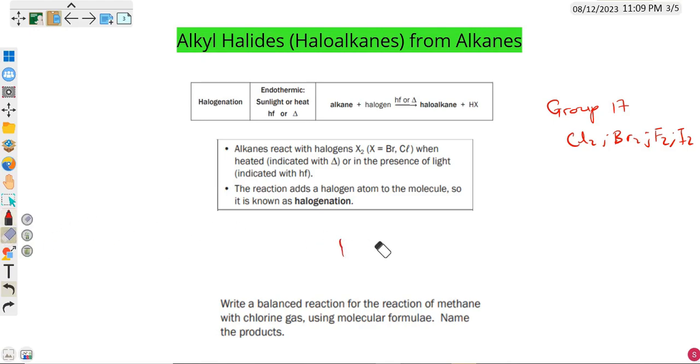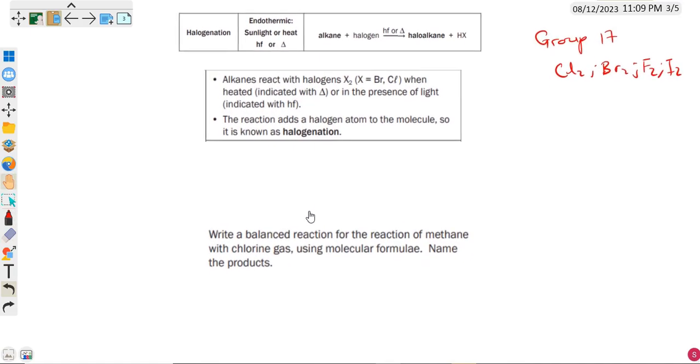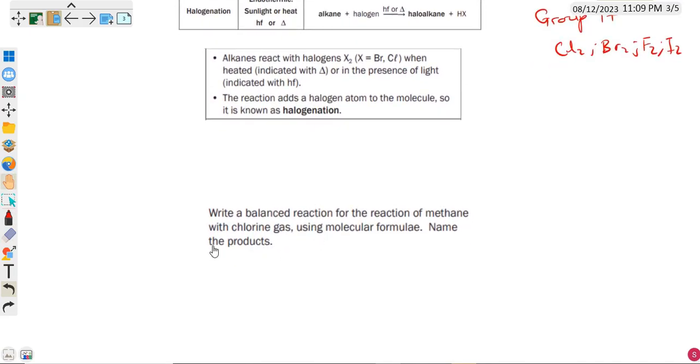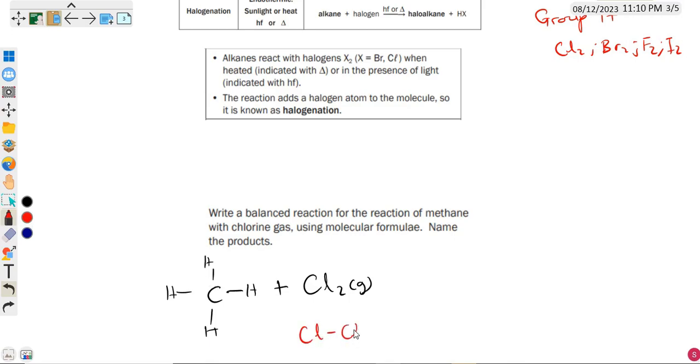So let's look at the first one. The first problem says write a balanced reaction for the reaction of methane with chlorine gas. Remember methane, how do we write methane? Meth means one carbon, and it's an alkane, so we have only one carbon atom bonded to 4 hydrogen atoms, and then this reacts with what? It's chlorine gas. Chlorine gas is diatomic, right? But we can break it down so that we have a chlorine bonded to a chlorine, and then we get the products. Remember, heat must be added into the system.